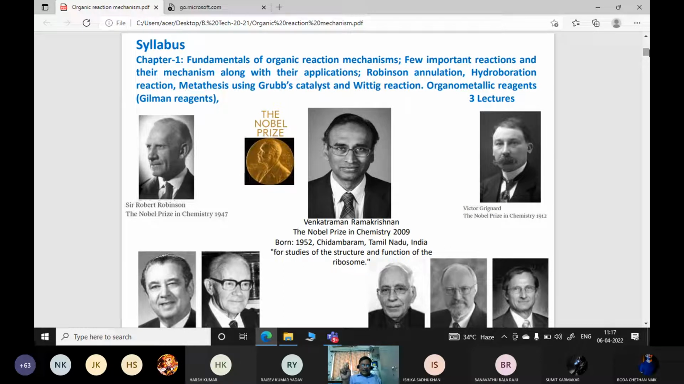And again, about the fundamentals of organic reaction mechanism, I think you have learned all of this in 11 and 12. That is inductive effect, electromeric effect, hyperconjugation, resonance, steric effect, mesomeric effect. These are the tools we use to explain the mechanism.